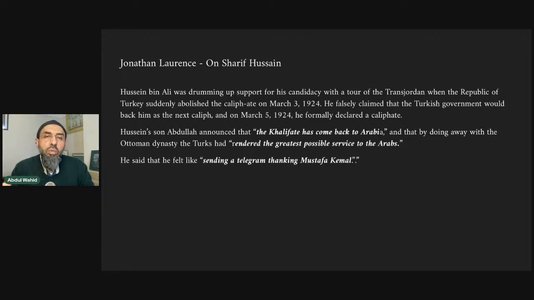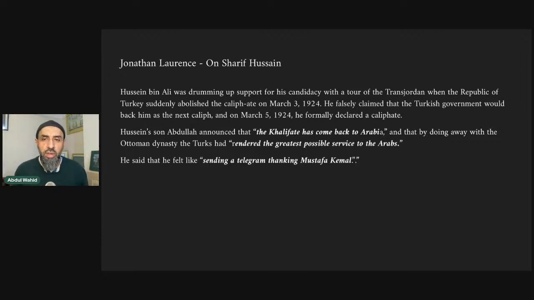Sharif Hussein was the Sharif of Mecca, the governor of Mecca under the Ottomans, who rebelled, allying with Lawrence of Arabia and opening up a second front for the British. He was promised territories by the British after World War I, and there was a debate amongst the British whether he should be backed as a candidate as an Arab Khalifa. He apparently claimed that the Turkish authorities in Ankara would be happy for him to declare himself as a Khalifa.